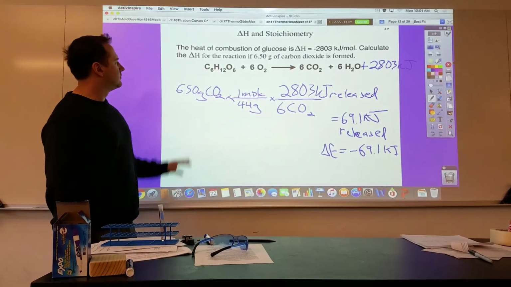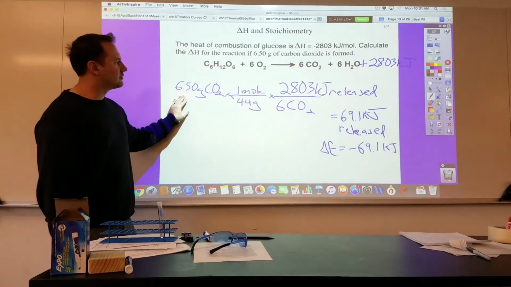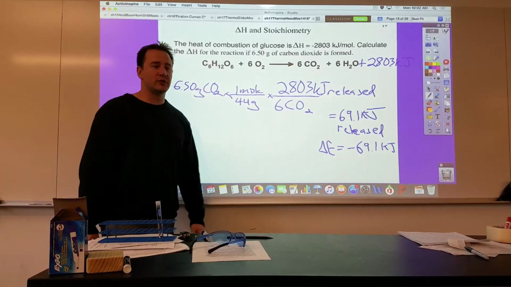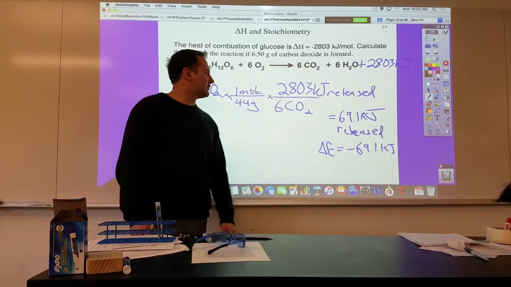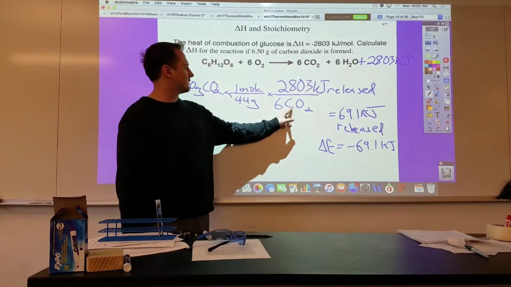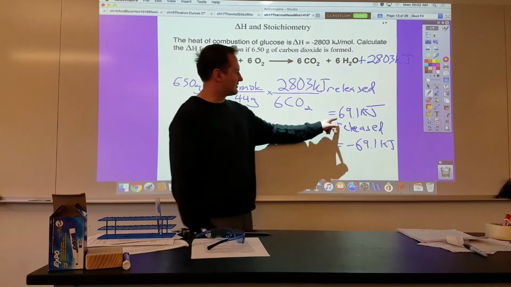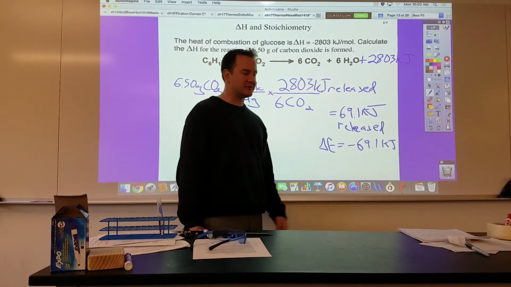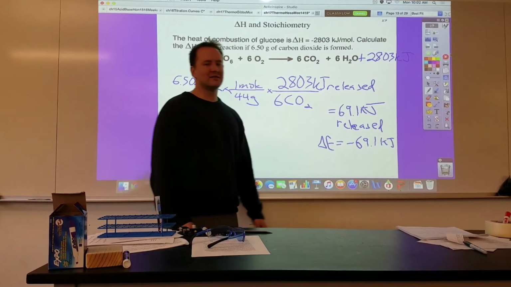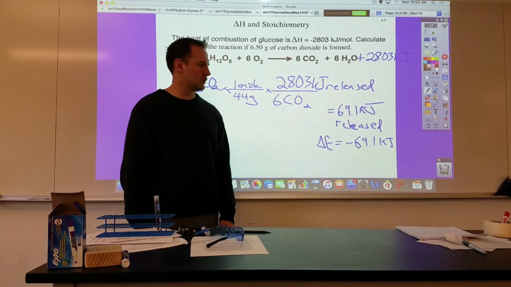All right. So start with 6.5 grams of carbon dioxide. We know that's what's being formed. We know that 1 mole of CO2 is 44 grams, and that it releases 2,803 kilojoules for every 6 moles of CO2 that gets produced. So that's 69.1 kilojoules released, and therefore we would say it has a negative energy change of 69.1 kilojoules.